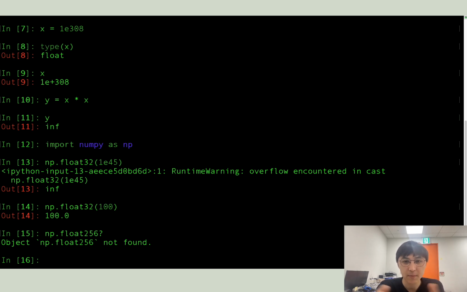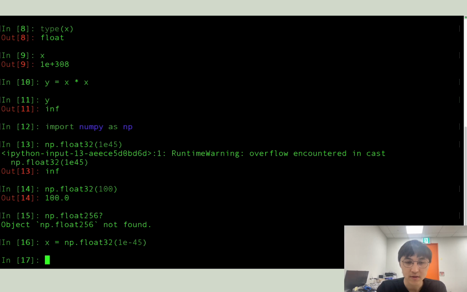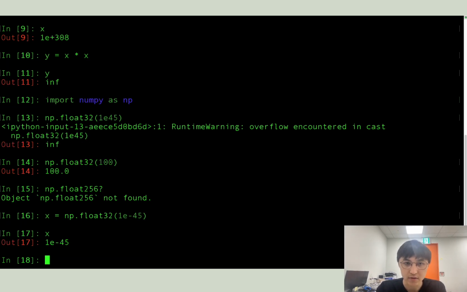So overflow means the computer just says infinity. If it's a very huge number, it cannot represent it, it will say infinity. If we put a very small number, so if I put x equal to np.float32, in float32, the smallest number, which means 0 point something 1, is 1e-45. So this is the smallest number float32 can represent. So if I print x, that's the number.